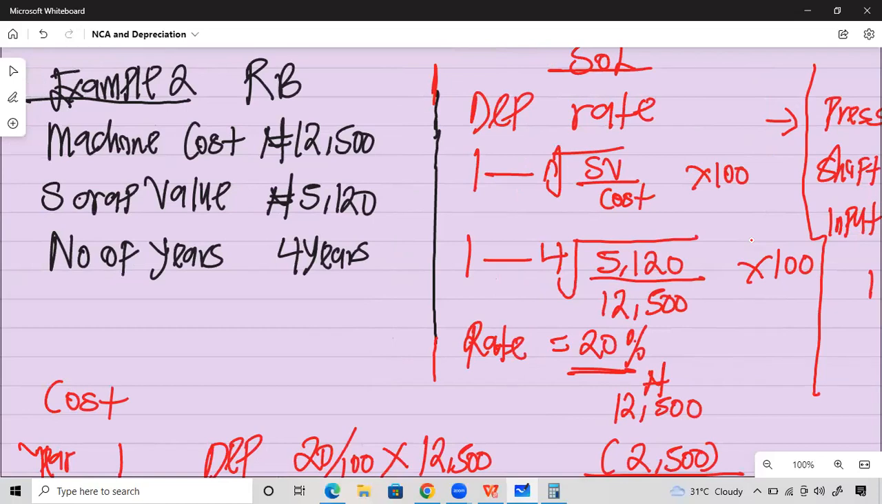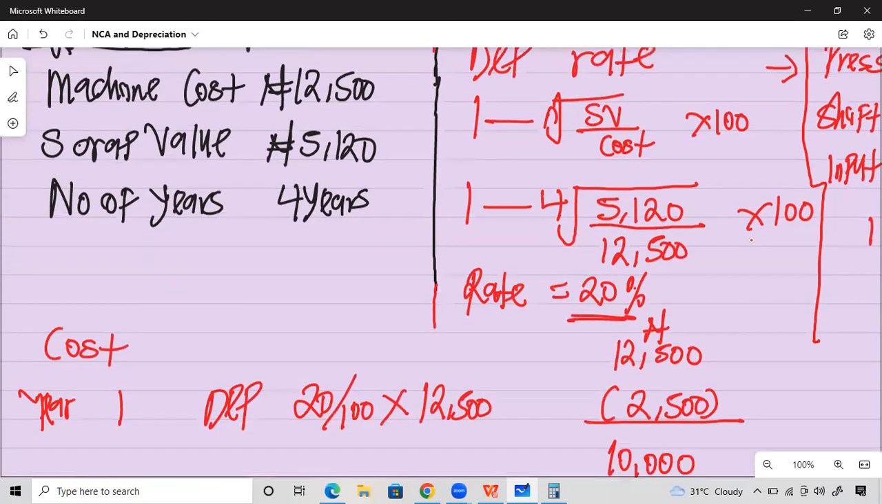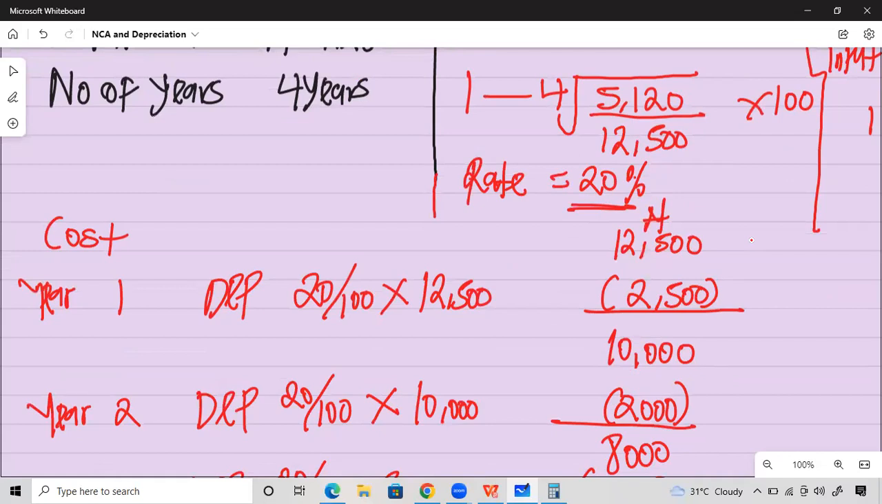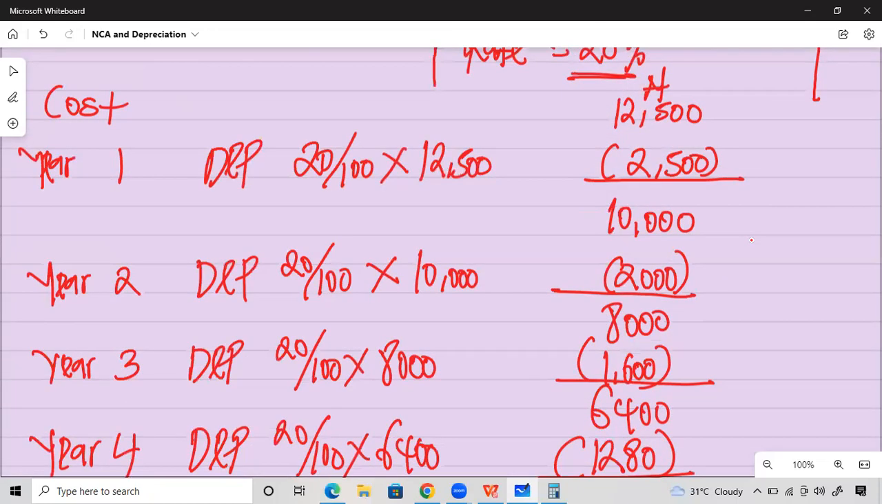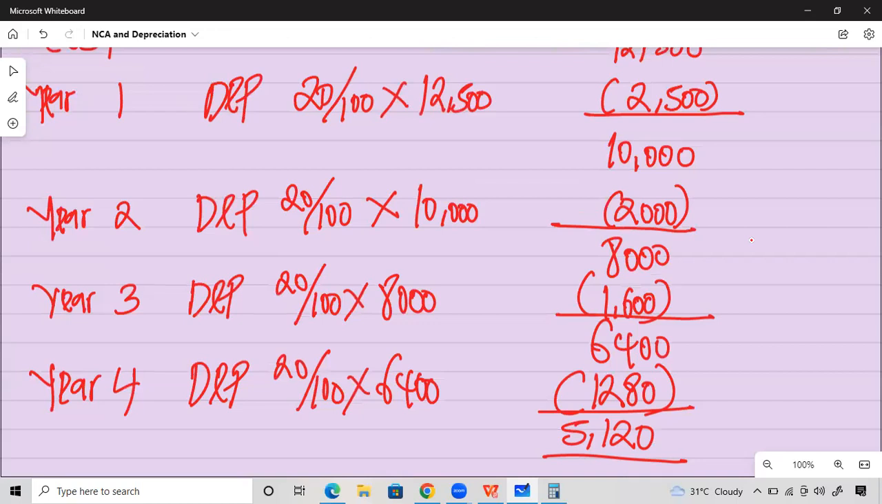Once you now get the rate, this is how you calculate the depreciation. For year 1, you say depreciation, the 20% that you derive, multiplied by the cost of the asset, which is 12,500, to give you 2,500. The balance is 10,000. So you can see now that under reducing balance, the depreciation is not going to be the same throughout the useful life of the asset.